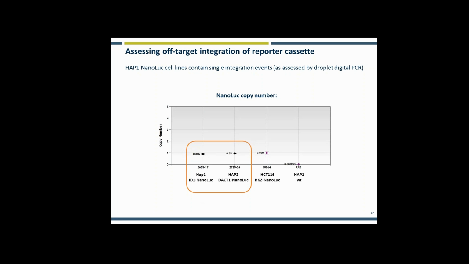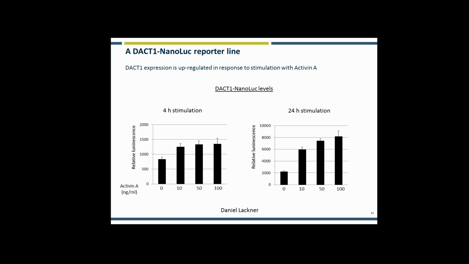Further to this, we also want to confirm that these cell lines behave as we'd expect, that they actually provide a useful biological model. And so one example of that is that we would expect DACT1 expression to be upregulated in response to stimulation with activin A. And we can use NanoLuc expression in the NanoLuc tagged line as a readout for this. And so you can see after both 4-hour stimulation and after 24-hour stimulation, we observe upregulation in NanoLuc expression, which is a readout for the DACT1.